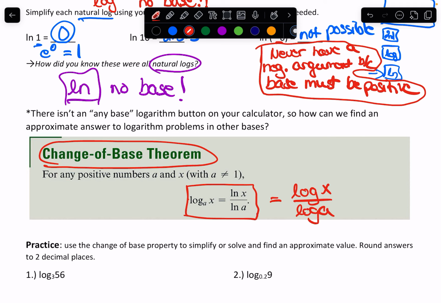Now, notice that a is the base here, so a goes down here, and then x is the argument, and x stays where it is. So the base always goes to the bottom.